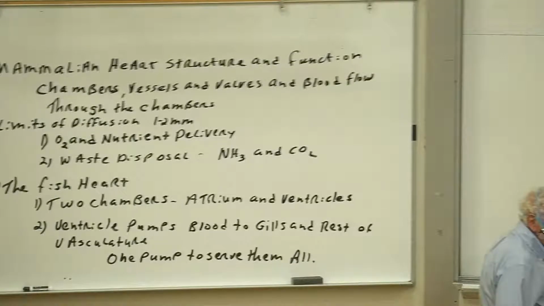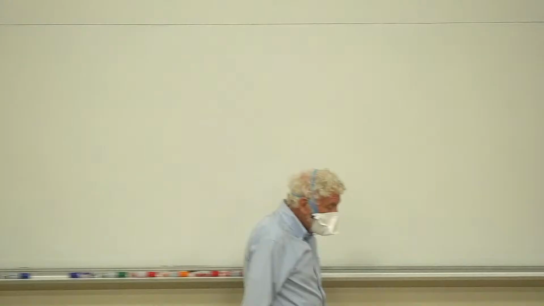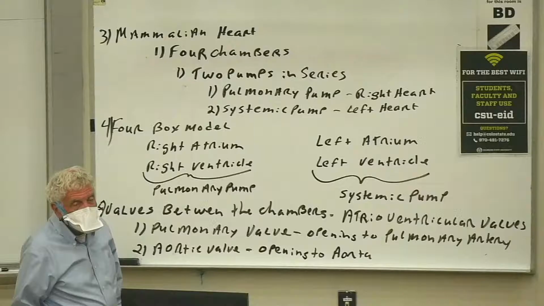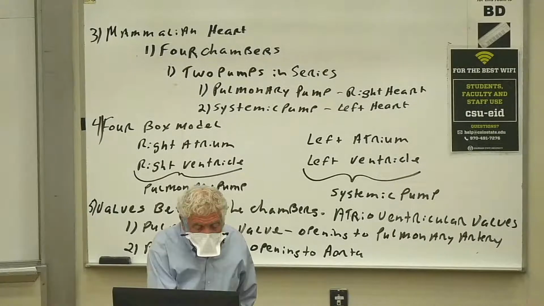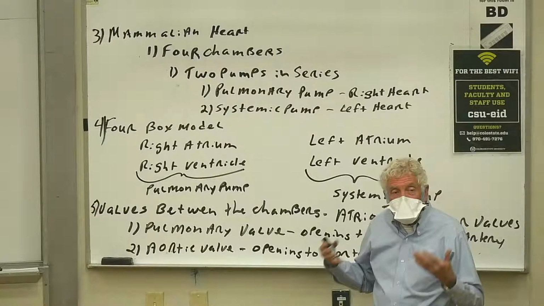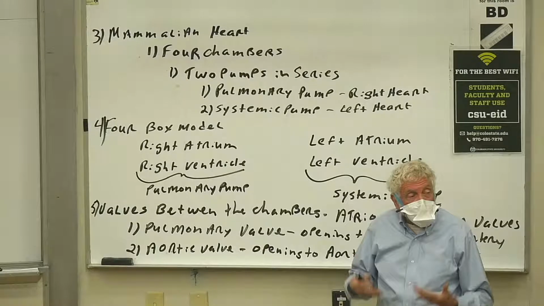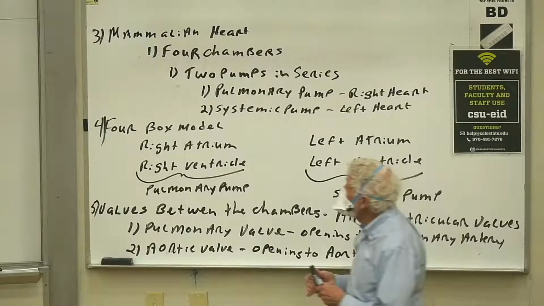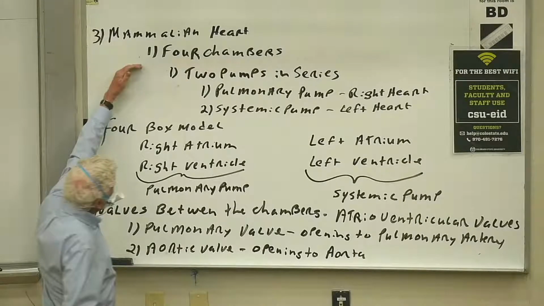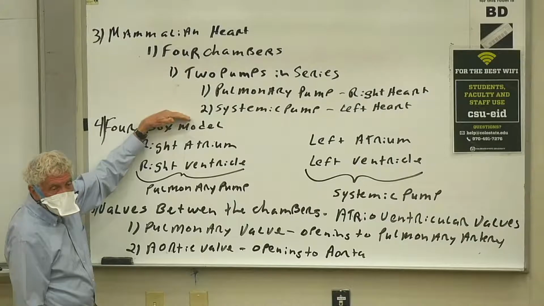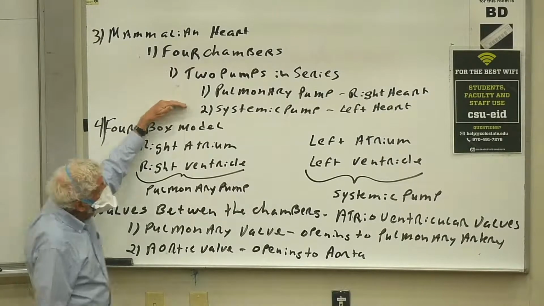Apparently that worked just fine as long as creatures were living in water, but once they came out on land, then it required a more complicated heart. And in both cases, there are 4 chambers. And in both cases, what we see is that these 4 chambers are organized as 2 pumps in series. One pump is dedicated to moving the system.